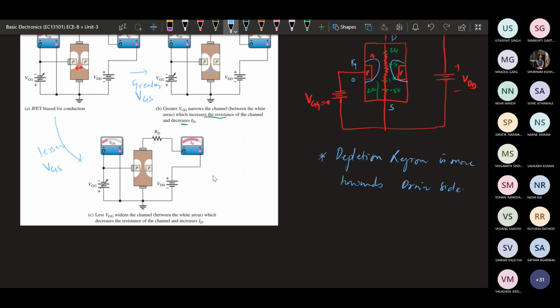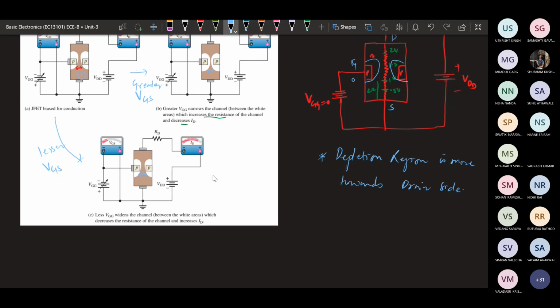So if we are increasing the VGS in the negative direction greater than this, then the depletion width will be high, or the channel width will be reduced. In this case, if we are reducing the gate to source voltage less than this one, so if we reduce the gate to source voltage, then it will be less reverse bias, then the depletion region will be reduced and the width will be high. So channel width is greater.